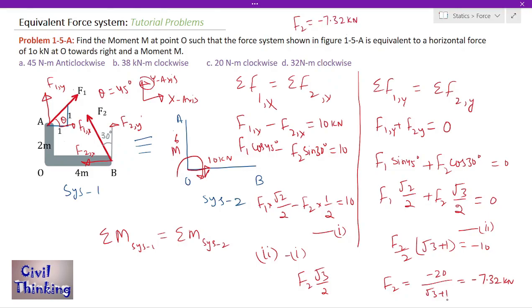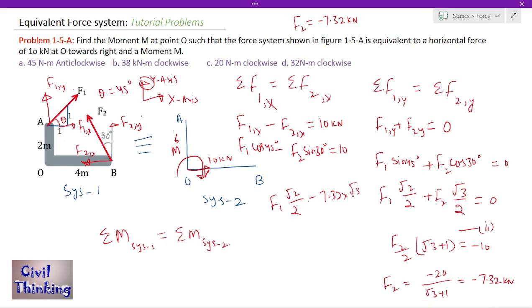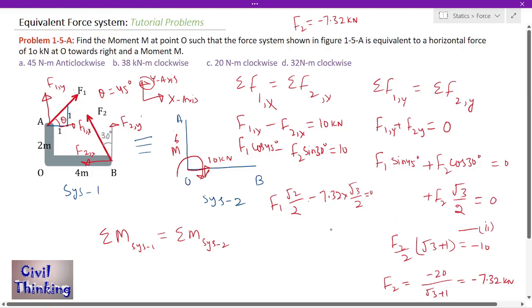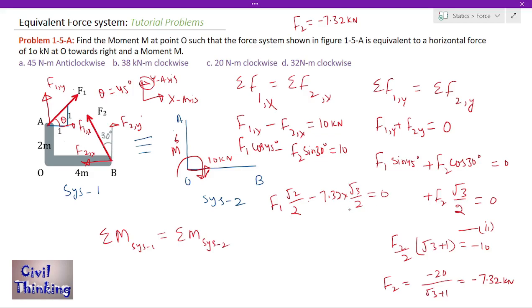Okay, now let's find the value of F1. First let me erase all of this. I will use the equation 2. Now let me use the equation 2. F1 square root of 2 divided by 2 plus f2. Now f2 is negative 7.32, multiplied by square root of 3 divided by 2, it is equal to 0, right? So let me erase this first. What we get, it is 0. Now from here we will get the value of f1, right?